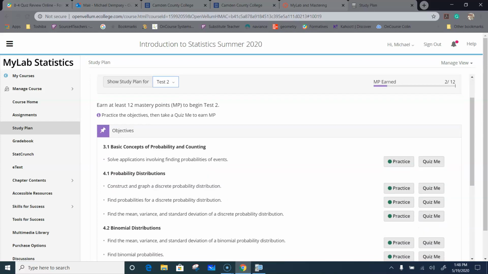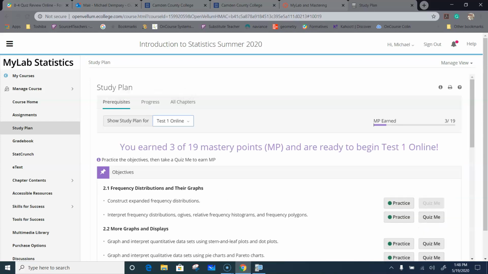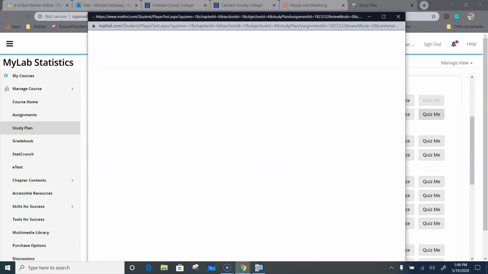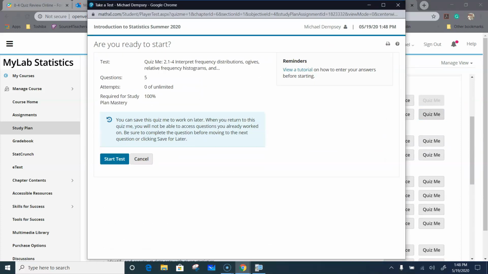All right, so let's try still test 1 online. Let's look at our interpretations of frequency polygons. Okay, let me quiz myself here.